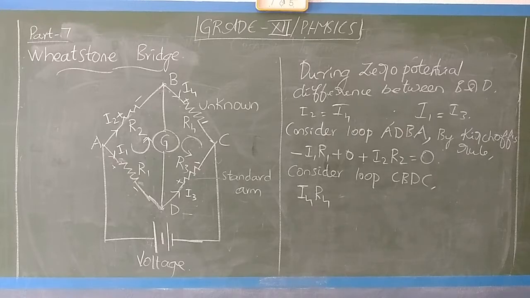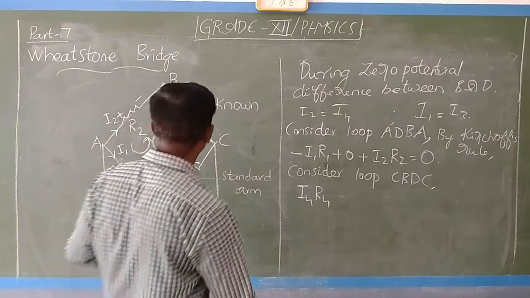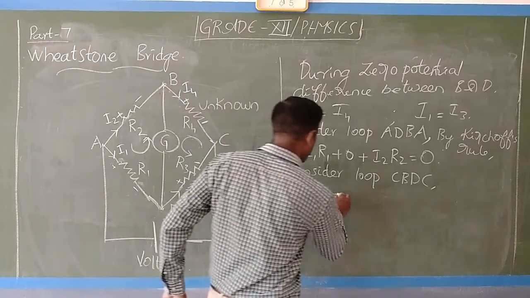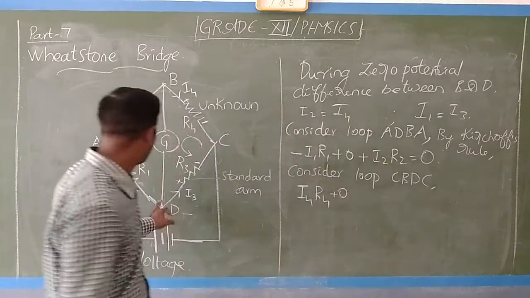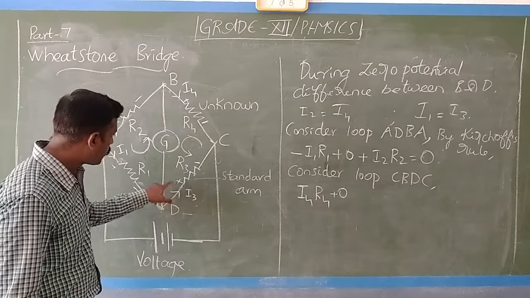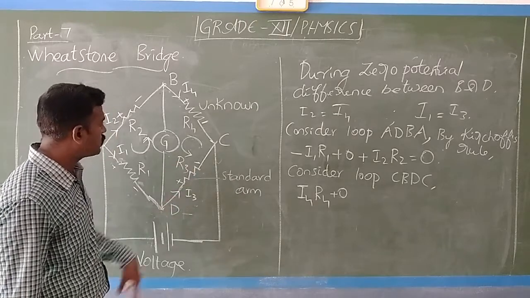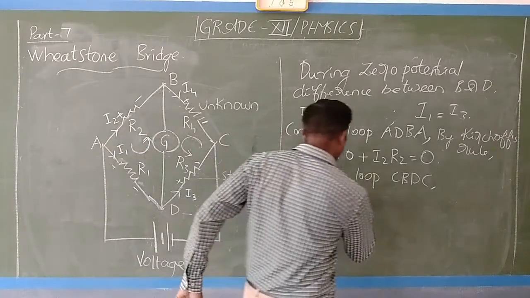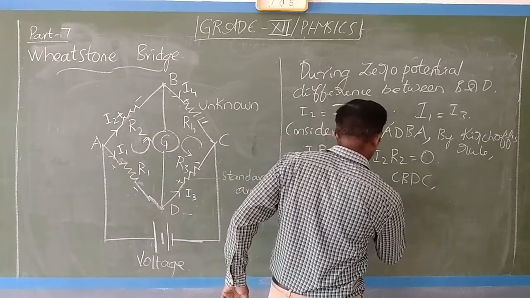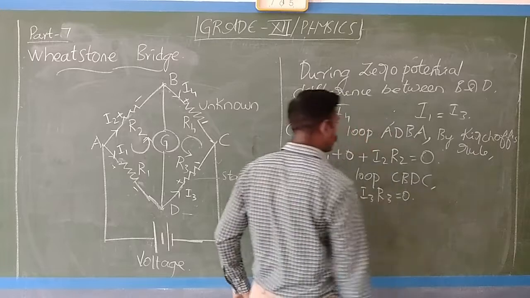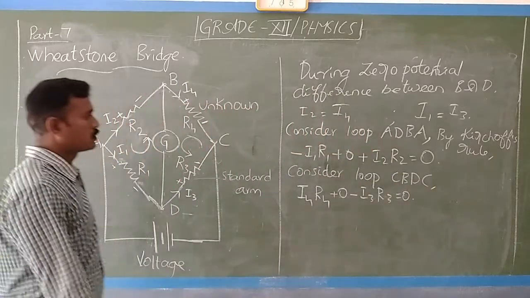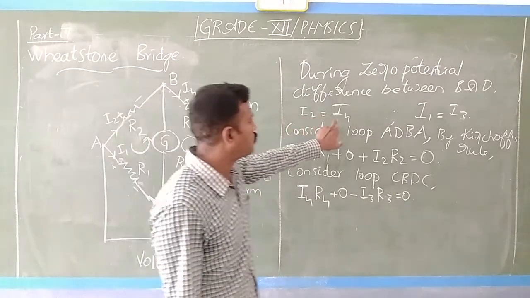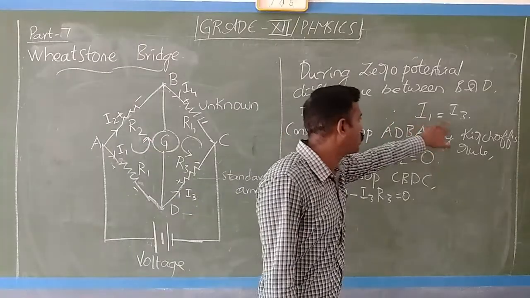Then here we have a 0. Then what is here? Positive to negative is drop. So that means plus I3 R3 minus I3 R3 equals 0. So these two are the equations. So previous I2 equal to I4, balance I1 equal to I3.